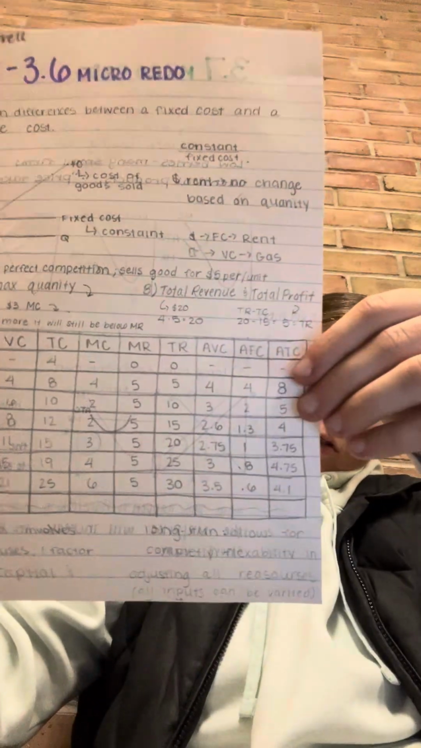We know that this is 4, so then the total cost is going to change, because you do fixed cost plus variable cost. Just as an example, for quantity 1, 4 plus 4 is 8, for 2, 4 plus 6 is 10, so that's how I got my total cost. And then you can see the rest of the chart.